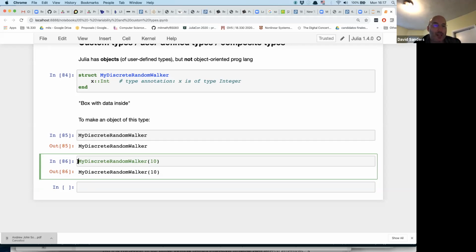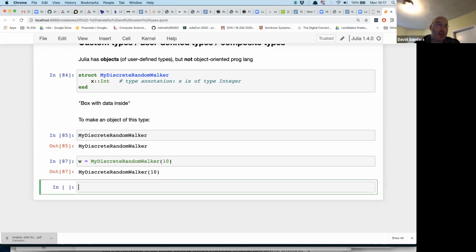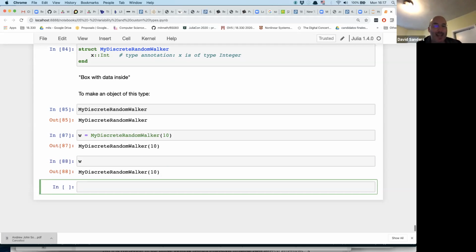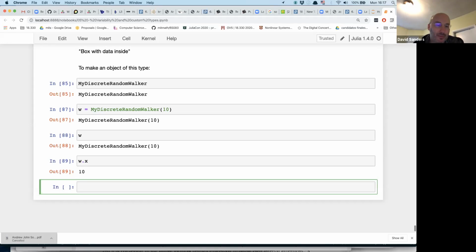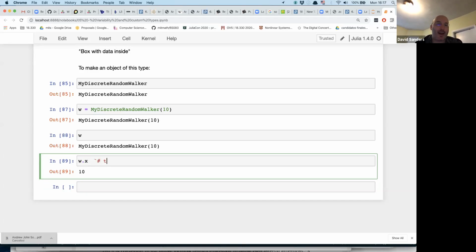And then if I call that something, W for walker, what is W? I can now say it is an object of type my discrete random walker. And not only that, it has inside a value, which is 10. And I can access that value by putting W.x. So W.x is the variable x that lives inside the object.